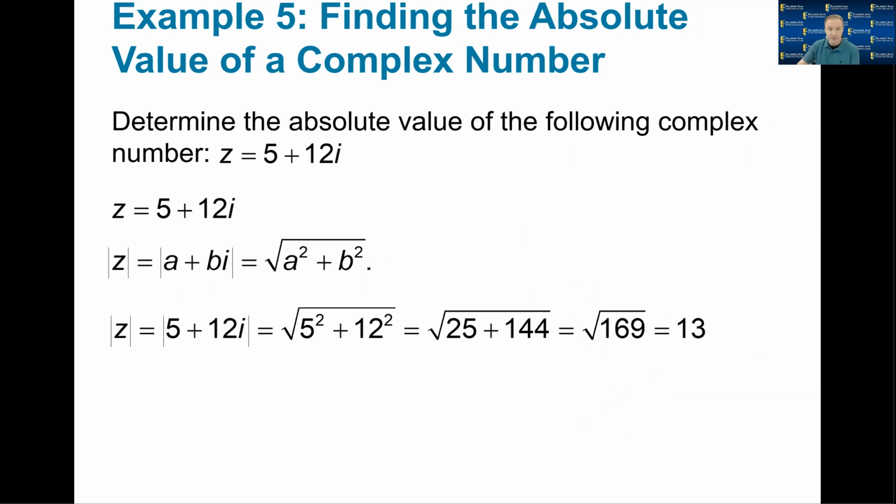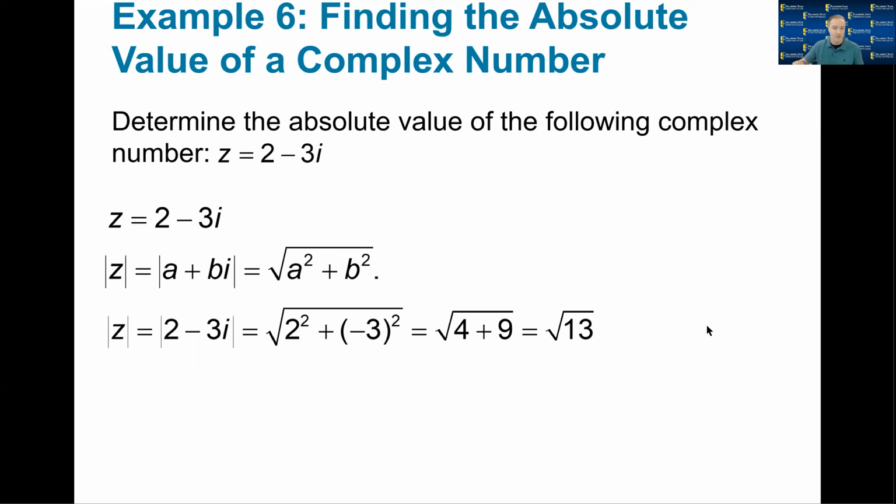Now, when we look at an example of that, pretty straightforward. If I say, I want you to find the absolute value of the complex number 5 plus 12i, well, the absolute value of 5 plus 12i is going to be the square root of the real component squared, 5 squared, plus the coefficient of the imaginary component squared, 12 squared. 5 squared plus 12 squared, that's 25 plus 144, gives us 169 inside the square root. We're going to get a 13 there. So we can literally say the absolute value of the complex number 5 plus 12i is 13.